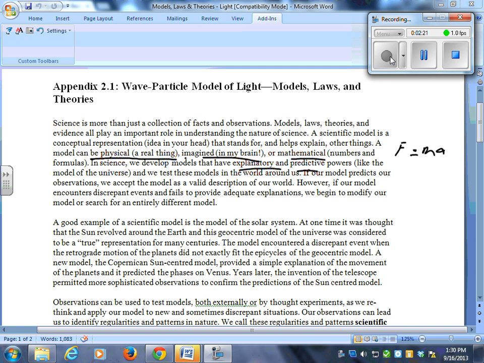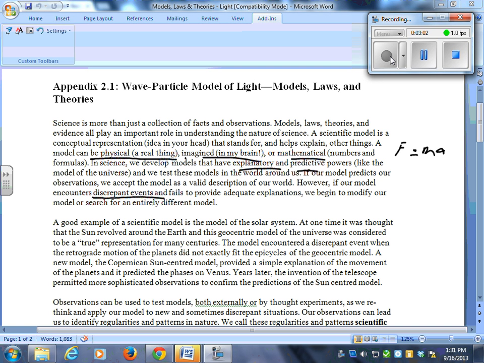However, if our model encounters discrepant events, now I've already shown you a discrepant event last week. I think it was Tuesday. Anybody remember what discrepant event I might have shown you? No, last week, Joey. It was something very physical right in the room. The two black balls, exactly. I showed you a discrepant event because one bounced and the other did not. It didn't do what was expected. That's what the word discrepant means. Something happened that wasn't supposed to happen.